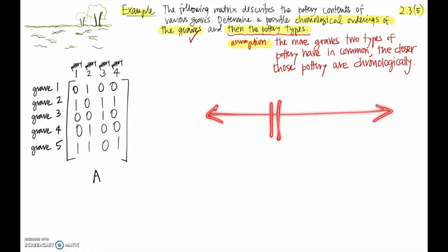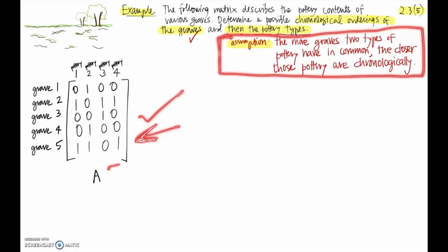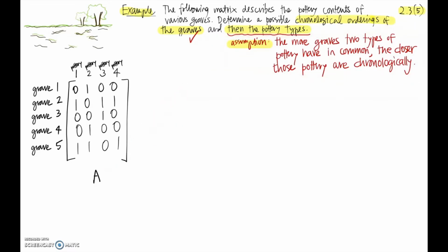So be sure to take a minute here to understand the distinction between this and what we were doing before. Before we were ordering graves, but now we're ordering pottery types. And we're really going to use the same matrix, but we're going to reverse the order of how we're multiplying things. We're actually going to look at the transpose of this matrix as our main matrix, and then the transpose of the transpose, which is back to the regular matrix, will be the second matrix that we multiply in the product.